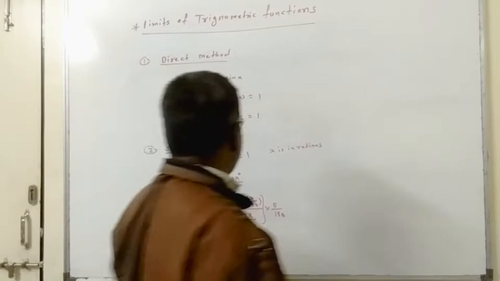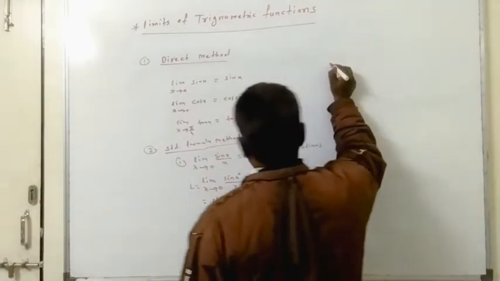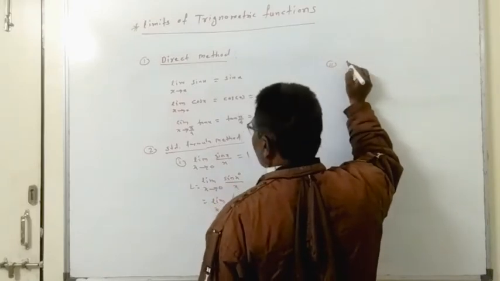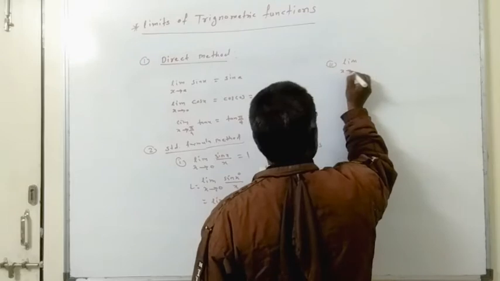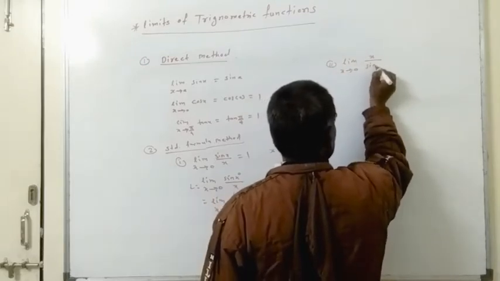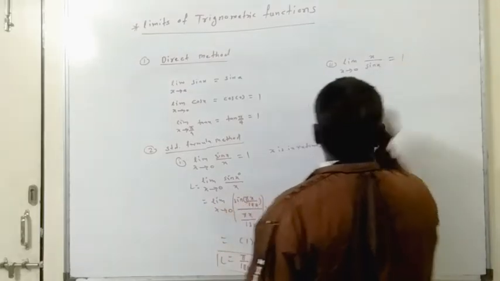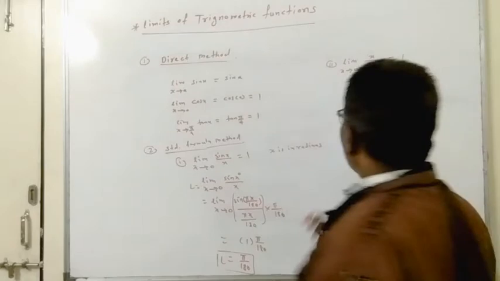So when the angle is in degrees, you evaluate the limits in this way. Now if we prove this formula, we get it in this form: limit x tends to 0, x upon sin x. So this is also 1. While solving the examples, this formula also can be used directly.